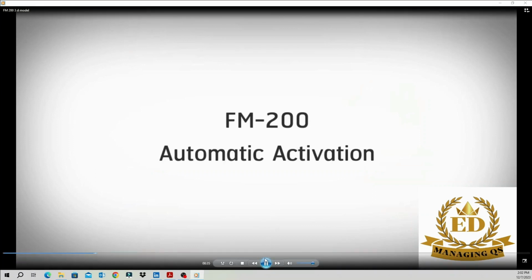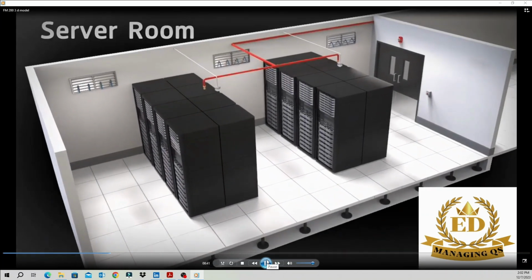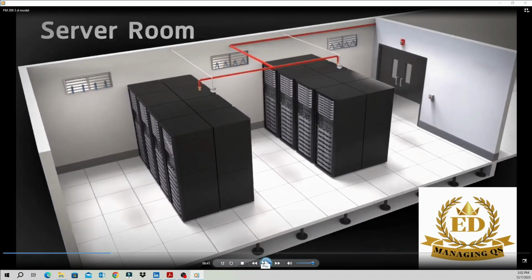How it activates automatically. Okay, right. Just we will move forward. Right, so just carefully listen.